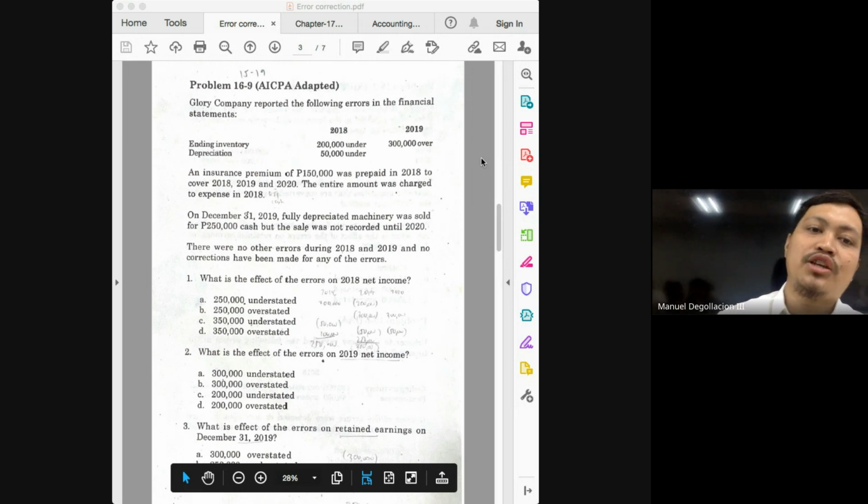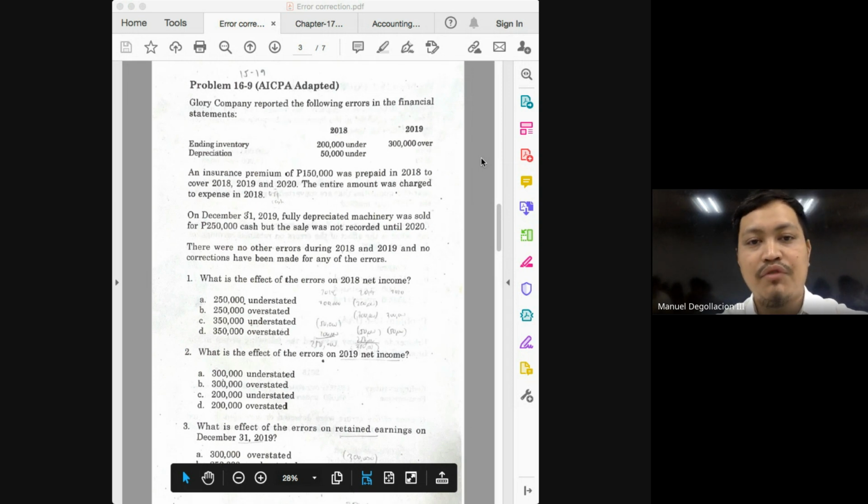depreciation expense is also understated by 50,000. Okay, and you must understand the connection between your expenses and your income. So if your depreciation expense is understated, that means your total expenses is also understated. And if your total expenses is understated, that means your net income would be overstated. Okay, and how do you correct an overstatement, class? By deducting 50,000. So from the ending inventory, it is understated by 200. From the understated depreciation expense, your net income is overstated.